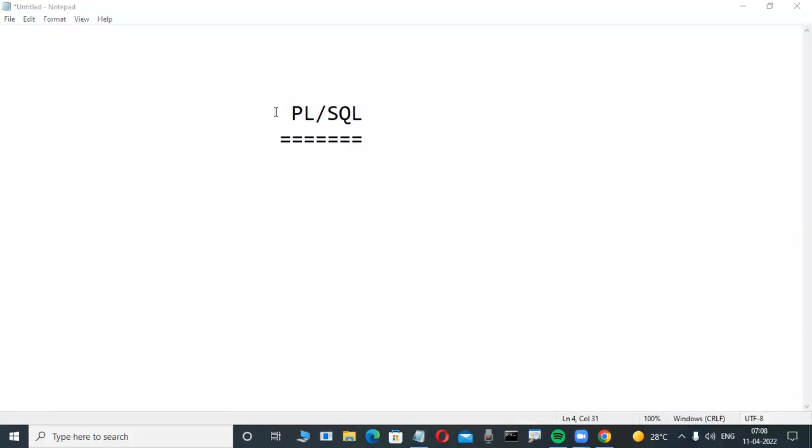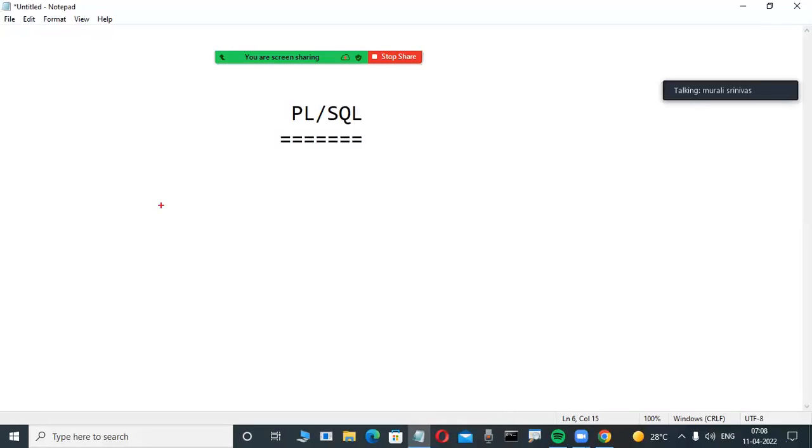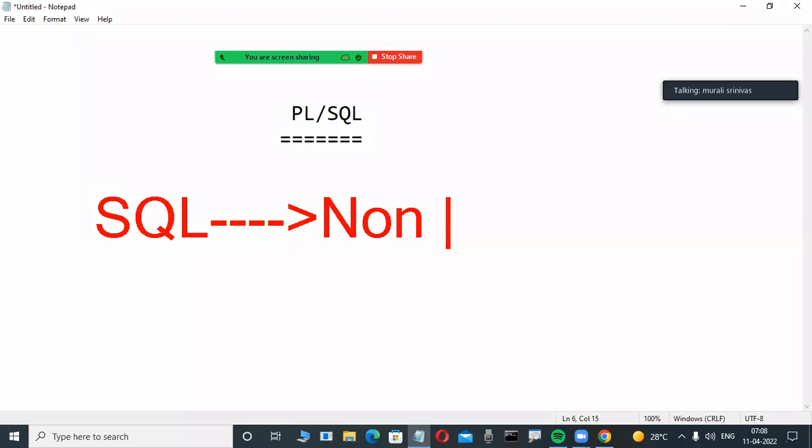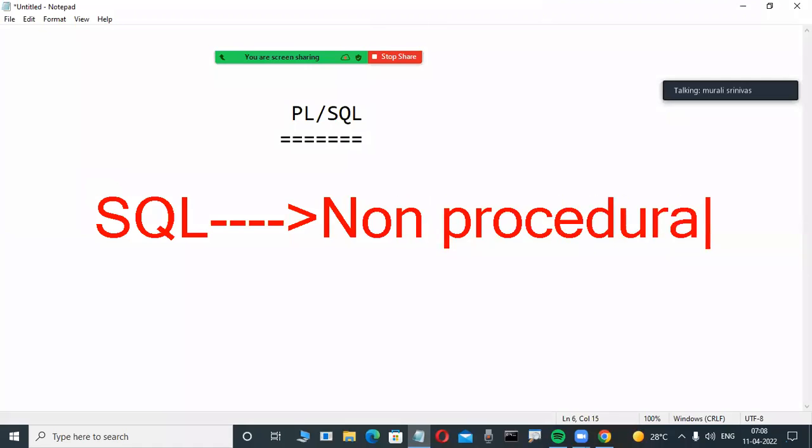Today we are going to start PL/SQL. What does PL/SQL mean? Up to now you have an idea about the SQL language. Everyone knows SQL is a Structured Query Language, but this is a non-procedural language.